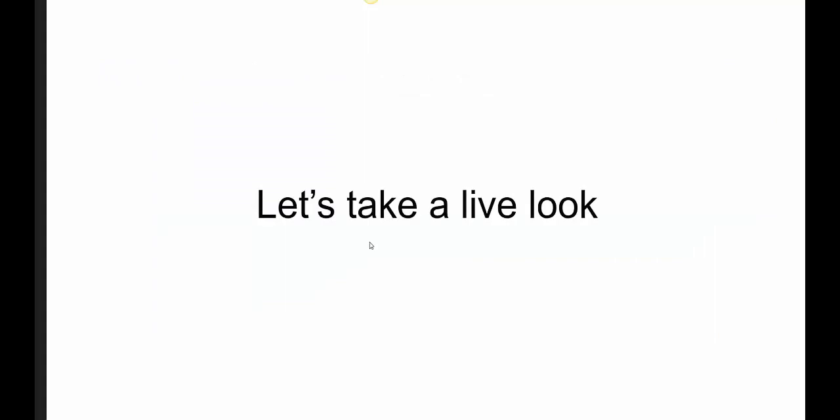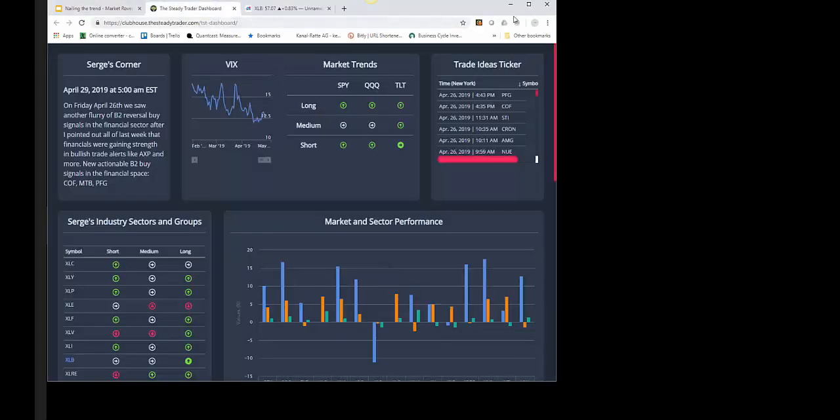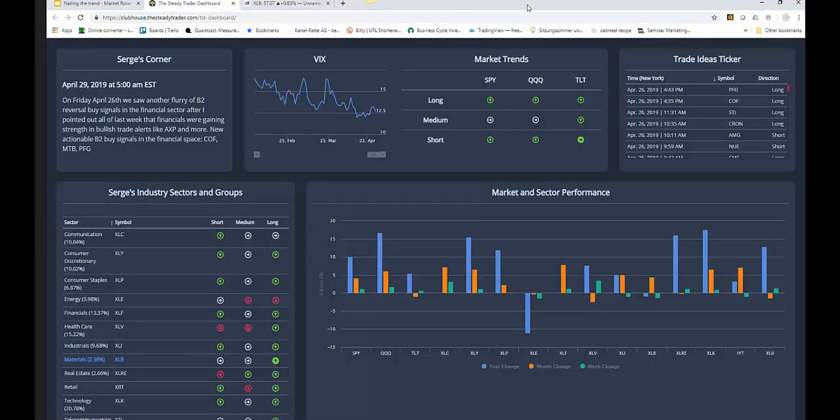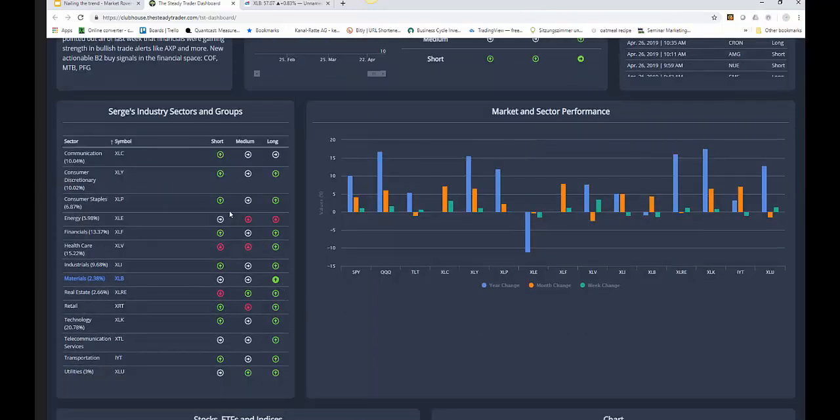All right. Drum rolls, please. Bring up the Rover. Here we are. Just so you guys can see, this is how it works. You can see, for example, all the sectors and groups that we are currently tracking. We're about to add a ton more. But, for example, communication stocks, consumer discretionary stocks, and so on and so forth, right?